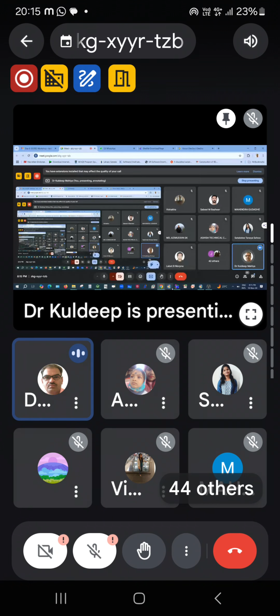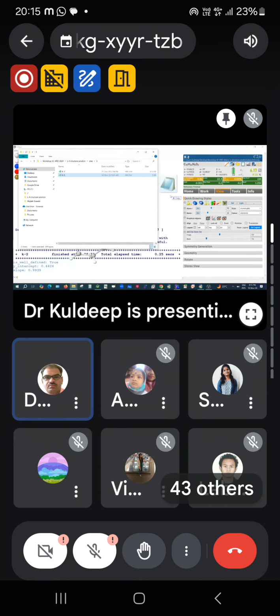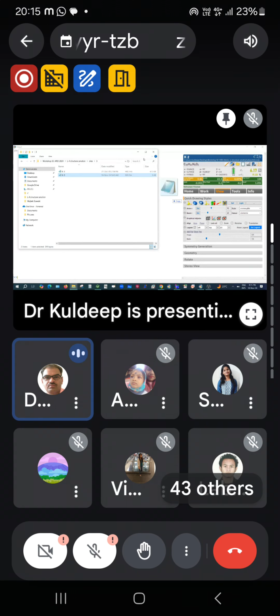So let's move to the next example, the third example. It is also very related to this one. Now I have some lattice solvent involved in the structure. There are some initial statistics. Then I will go to the option, select the program, and solve it.